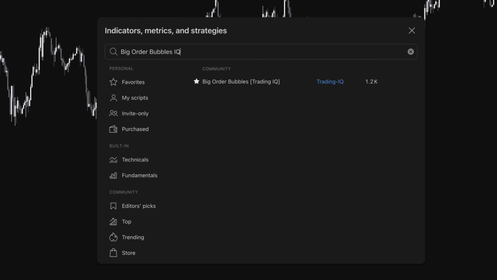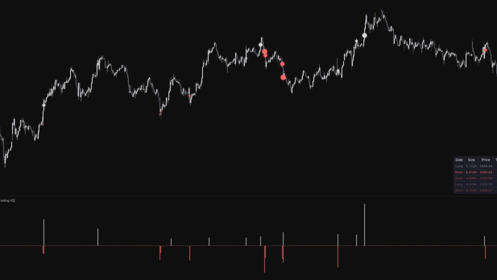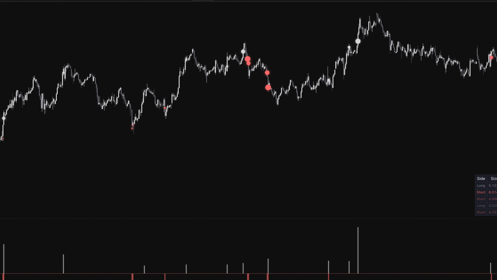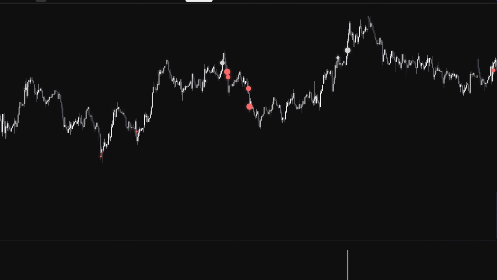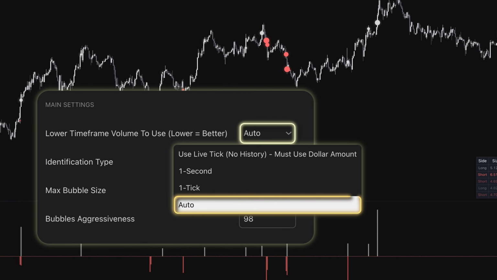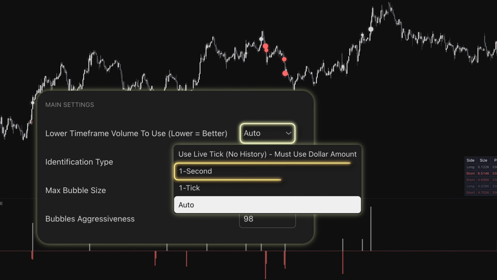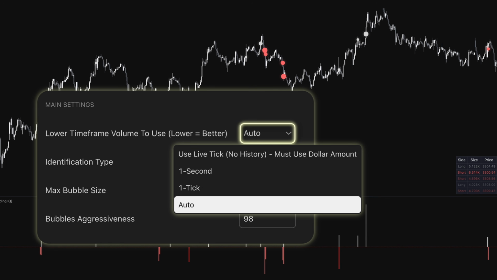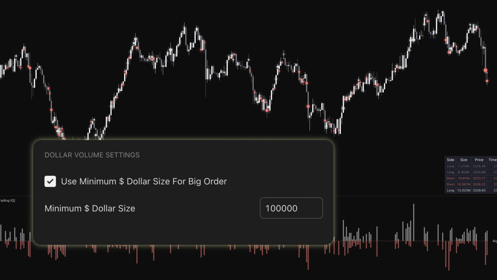Big Order Bubbles IQ, created by Trading IQ, is a volume analysis indicator that identifies unusually large individual orders within each bar using lower timeframe data and renders them as sized, glowing bubbles directly on the price chart. The core engine pulls intrabar volume at a lower time frame, either auto-selected, 1 second, or 1 tick, and scans each sub-bar for orders that exceed a percentile threshold or a user-defined dollar amount.